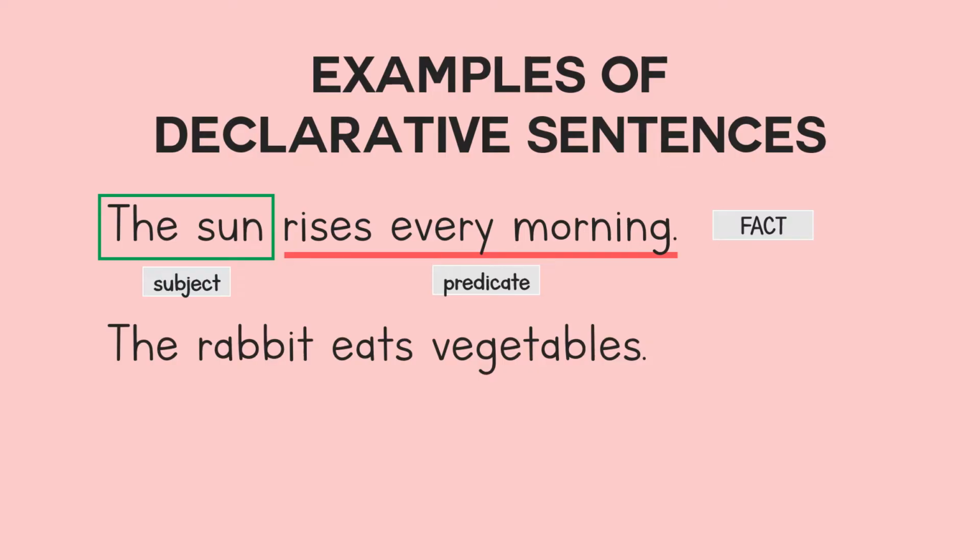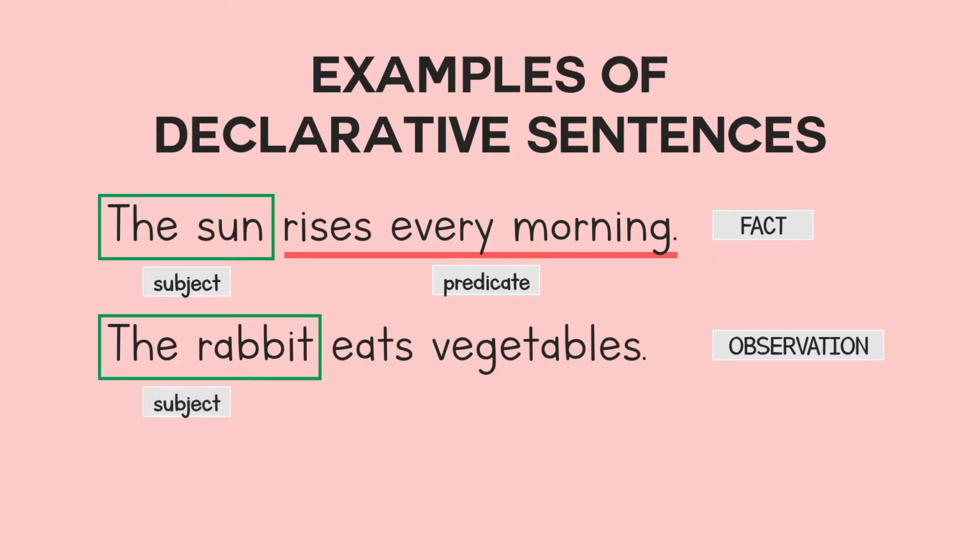Next, the rabbit eats vegetables. This sentence gives an observation of what someone is seeing. Just like the first sentence, this has a subject, the rabbit, and the predicate eats vegetables.